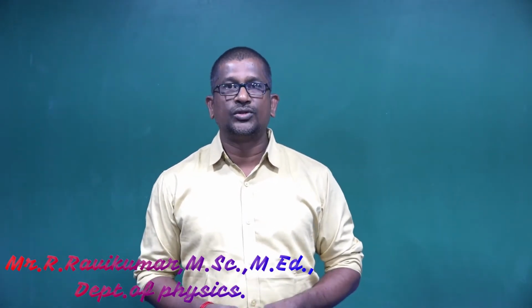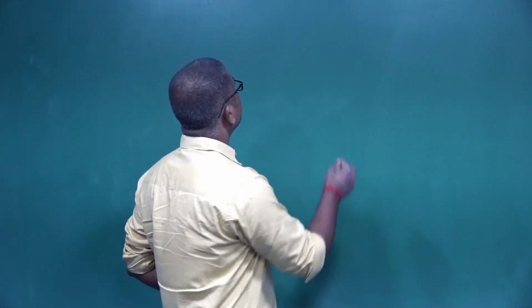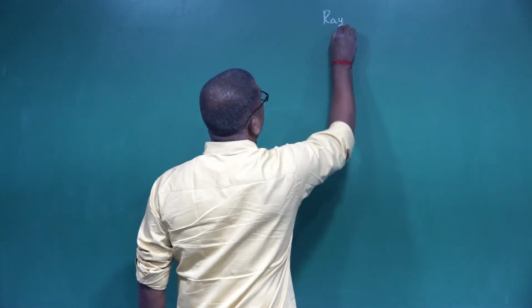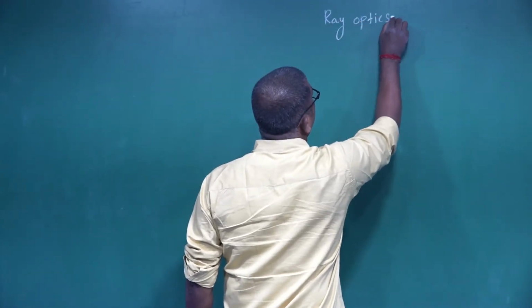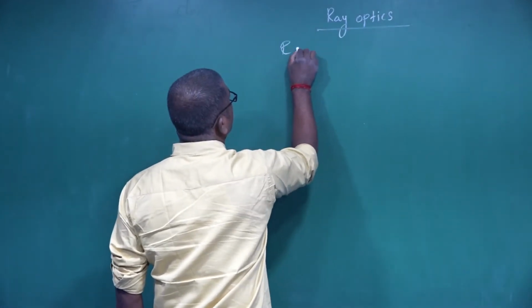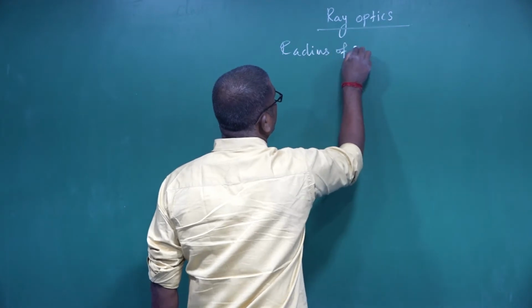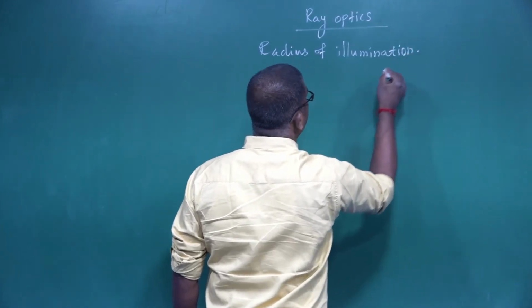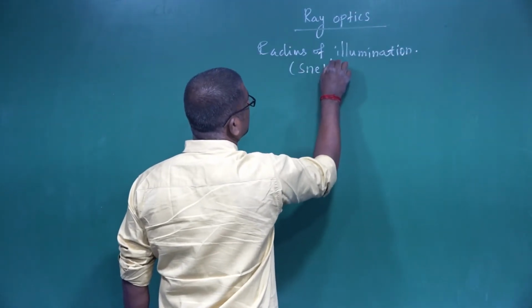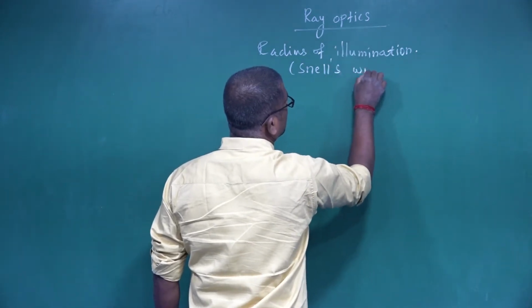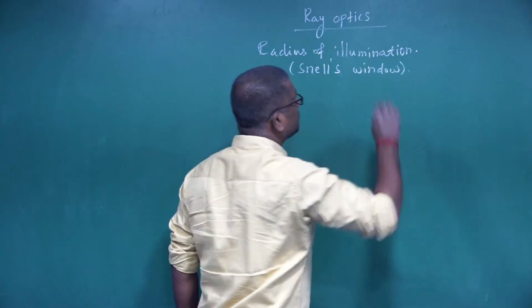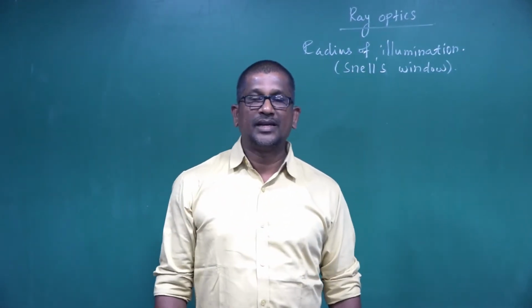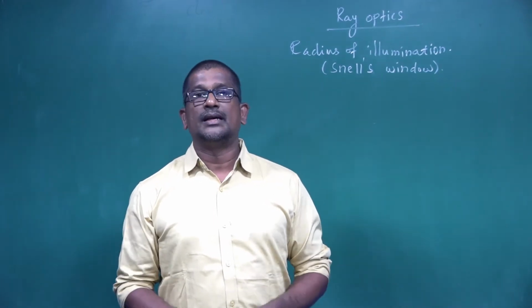Today I am going to explain about radius of illumination, that is Snell's window, from the chapter Ray Optics. The chapter name is Ray Optics, the topic name is radius of illumination or Snell's window.